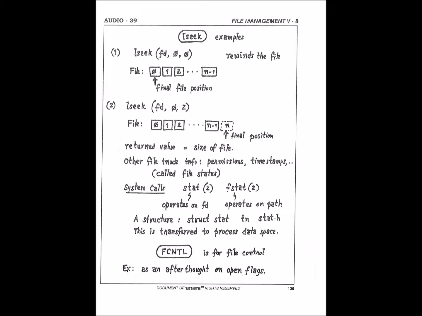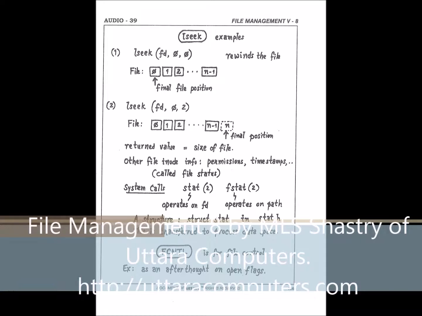And what is the return value of this? The size of the file, obviously, because this is byte number 0, 1, 2, 3. This is actually byte number n-1, and where you are is actually n. Therefore, this returns the size of the file. So, in fact, this is one of the cheap styles of finding the size of a file. No problem, just say lseek fd, 0, 2, and the return value is the size of the file.